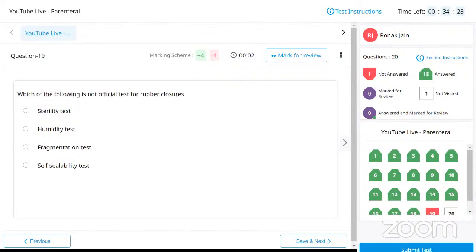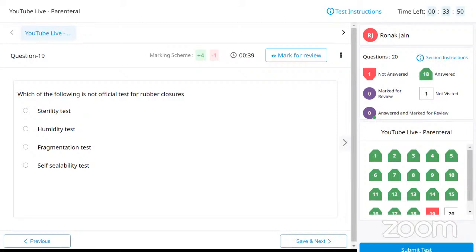Moving on, the next question, the second last question. It says, which of the following is not an official test for rubber closures? We should always know that rubber closures are used on multi-dose vials. So which of the following is not an official test? First is sterility test. Yes, it should be 100% sterile, because the closure is directly in contact with the formulation. If it's not sterile, then it could also make the product unsterile. So sterility test is one official method.